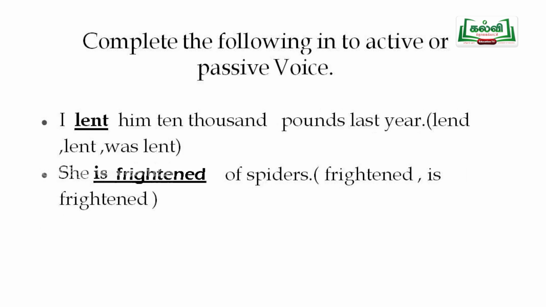The next sentence, I dash him 10,000 pounds last year. For this, lent. I lent him 10,000 pounds last year. And the last one, she dash of spiders. Very good. She is frightened of spiders. Very good, children. You have completed the activity. You gave right answers. Shall we move on to the next?